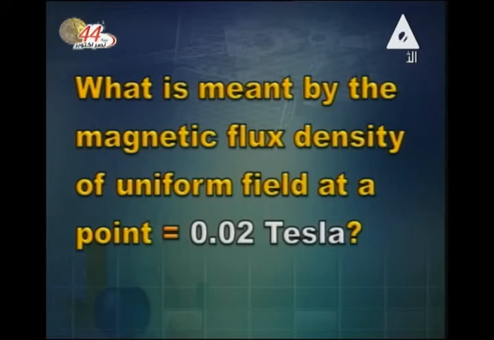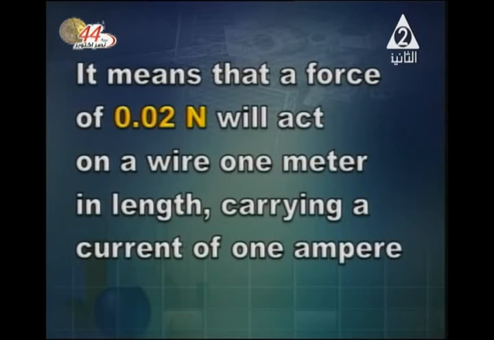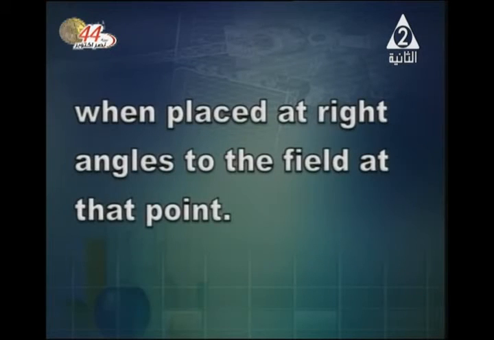And now we've got a question we want you to answer. What is meant by the magnetic flux density of a uniform magnetic field at a point being equal to 0.02 Tesla? It means a force of 0.02 Newton would act on a wire 1 meter in length carrying a current of 1 ampere, when placed at right angles, perpendicular to the field at that point. Thank you very much.